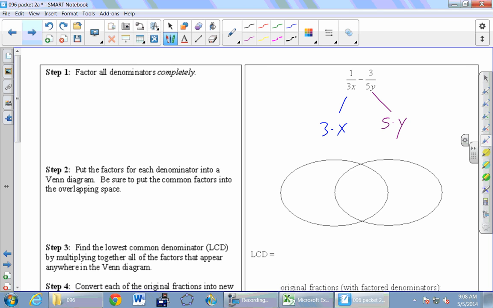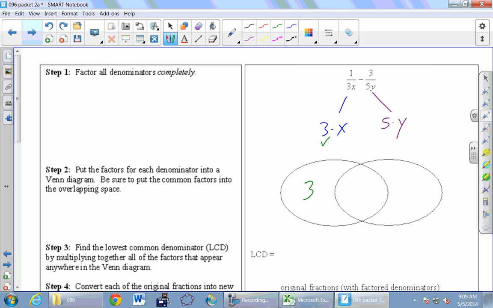Just 5 times y. Nothing to do. I see 4 factors up there, 4 things being multiplied together. We are going to put those 4 things into the circles in just the right spots. So the first thing is a 3. Is there a 3 in the other guy? No. So where does that 3 go? In the left, middle, or right? In the left. So the 3 is there.